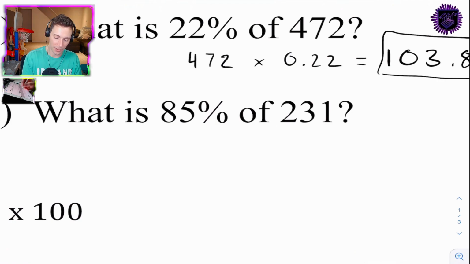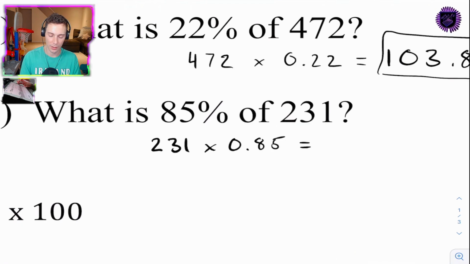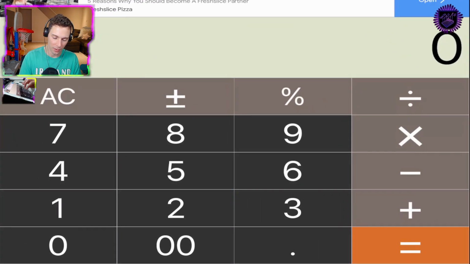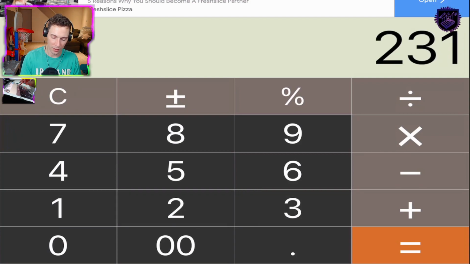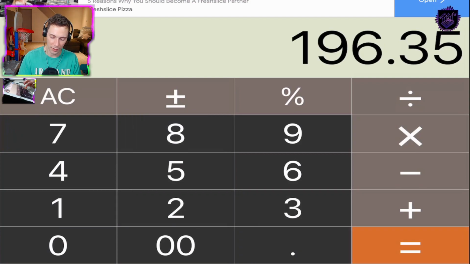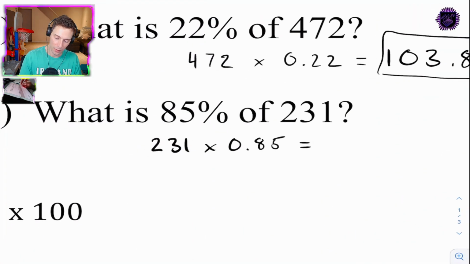3D. 85% of 231. So again, decimal form of 85%: 231 times the decimal form of 85%, and that's going to equal our part. 231 times 0.85 equals 196.35.